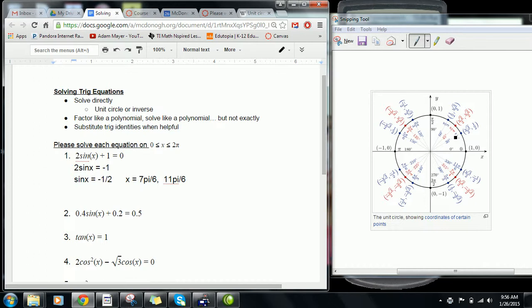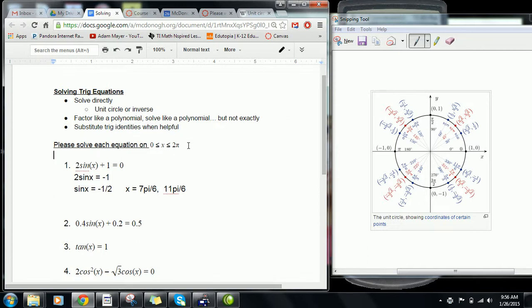Or in terms of degrees, 210 or 330. Again, those are just the two values of x. That's what we're solving for: the angle for which the sine of that angle is -1/2. So in this example, I'm solving directly using inverses: subtract 1, divide by 2, and then I use my understanding of the unit circle to solve for x, the angles on this interval 0 to 2 pi that satisfy this original equation.